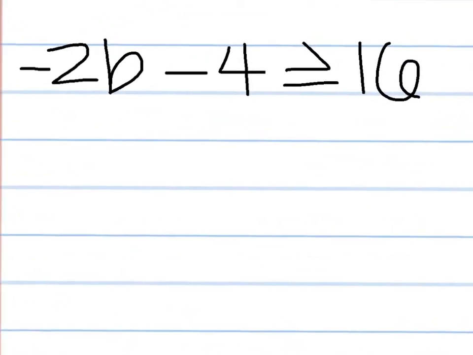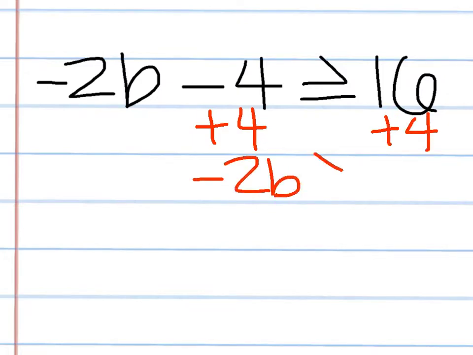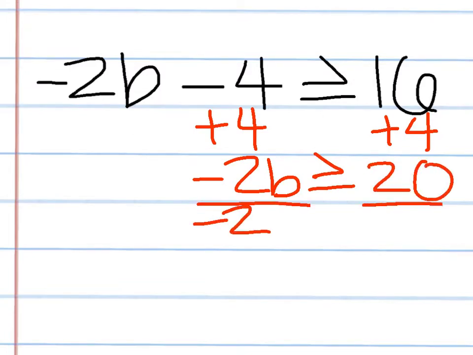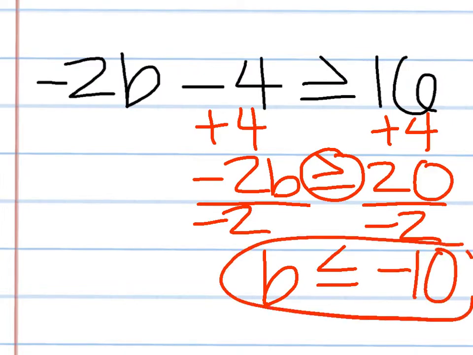Solution for practice problem number 2. We want to add 4 to both sides. After we do that, we have negative 2b is greater than or equal to 20. We divide by our negative 2. Remember, when we divide by a negative, we need to switch our inequality, so it'll be less than or equal to 20 divided by negative 2, which is negative 10.